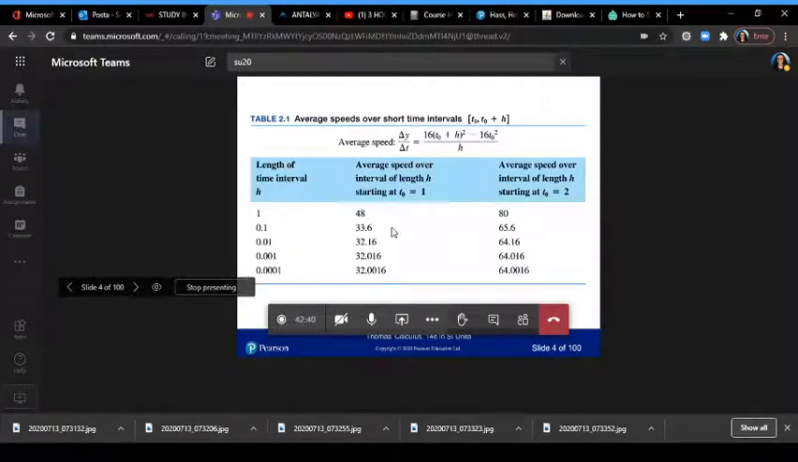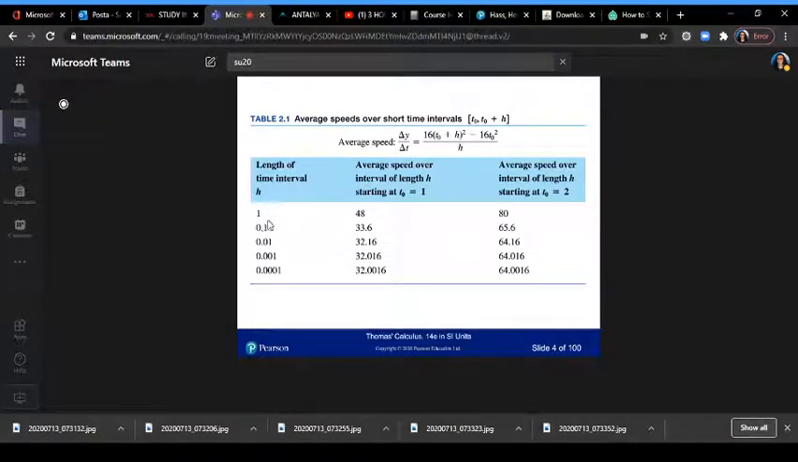Okay, so this is just a table. This table tells us, for example, whenever the time interval is 1, we calculate the average speed when the function is f of t equals 16t squared.